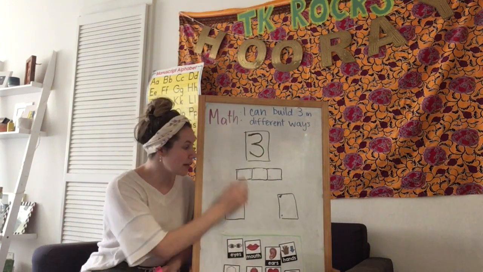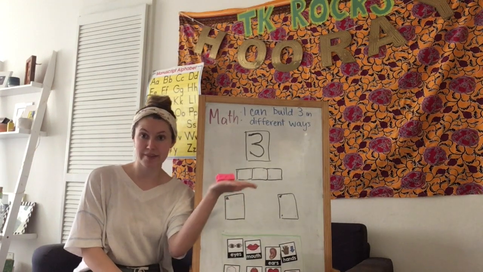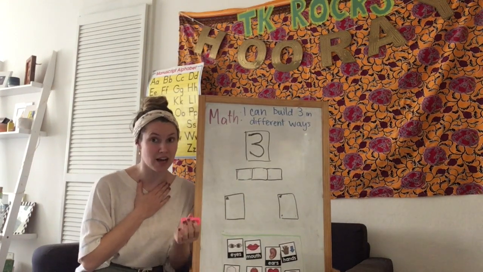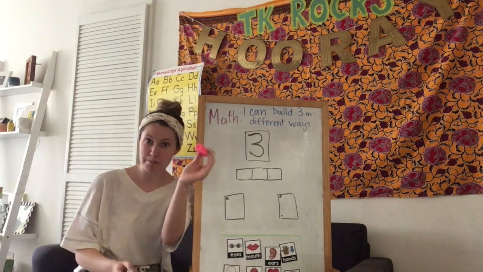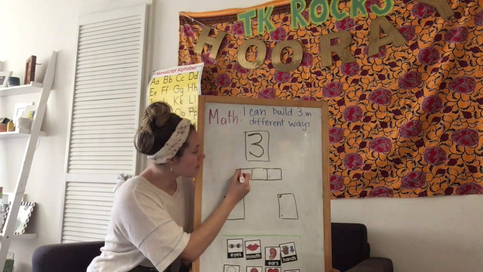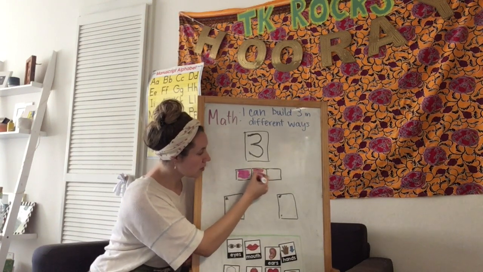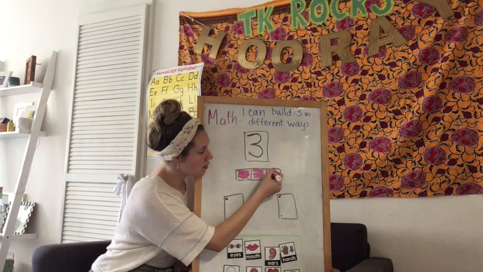Now, I'm gonna color in what my cubes look like. So you have your cubes at home, but in order for me to know what you build, you need to color it in. So I have pink cubes. I'm going to use my pink marker. I'm going to show 1 pink cube, another one, another one.